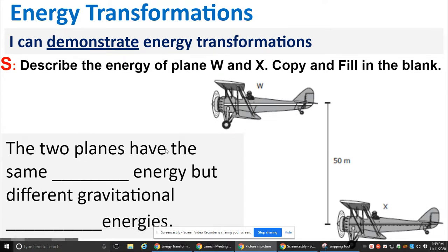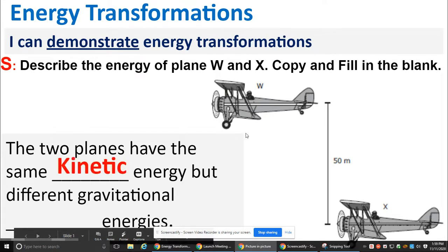The two planes have the same kinetic energy, but different gravitational potential energies. So the two planes have the same kinetic energy, energy of motion. They're both moving because they're both in the air.